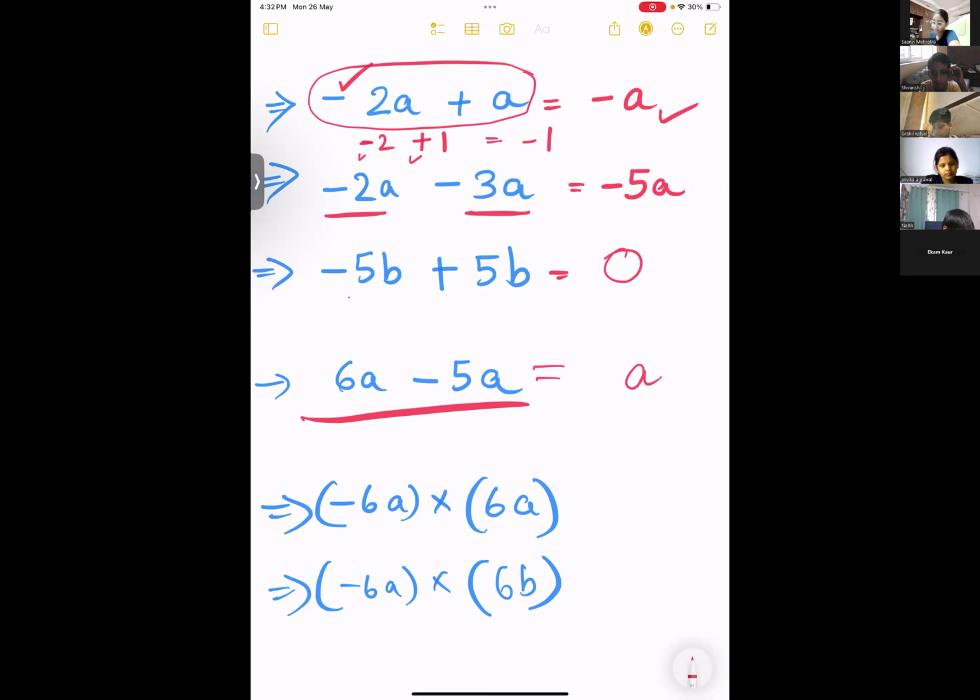Now you'll ask me about the symbol. What is the sign that it is going to take? Which is the bigger number out of 6a and 5a? Which is big? 6a. And 6a is a positive or a negative integer?